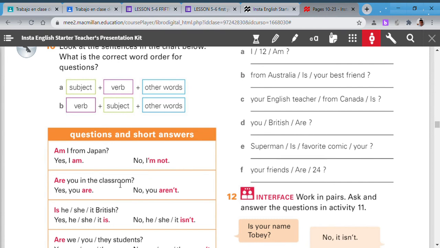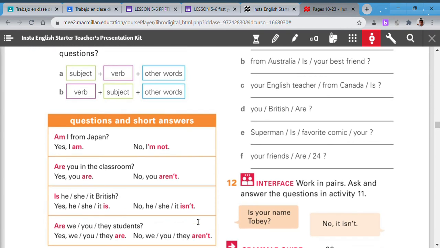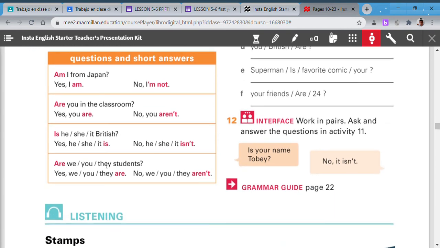Are you in the classroom? Yes, you are. No, you aren't. Is he, she, or it British? Yes, he is. Yes, she is. Or yes, it is. And the opposite, no, he isn't. No, she isn't. No, it isn't. Are we students? Are you students? Are they students? Yes, we are. Yes, you are. Yes, they are. Or no, we aren't. No, you aren't. No, they aren't.